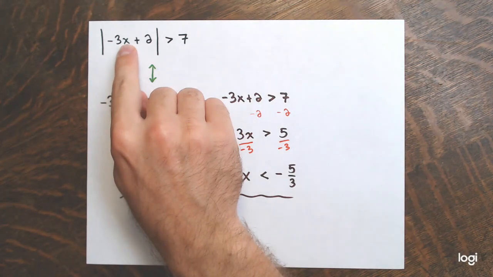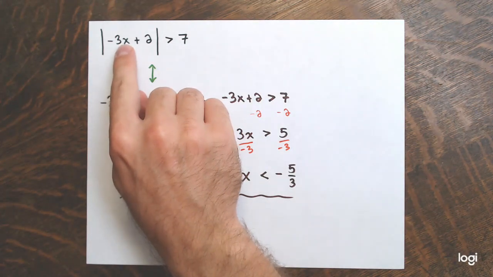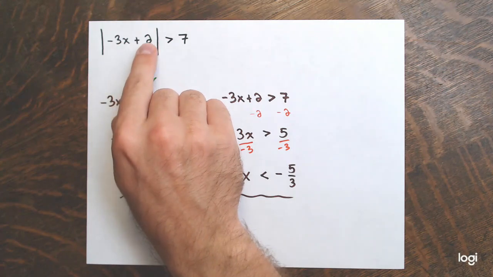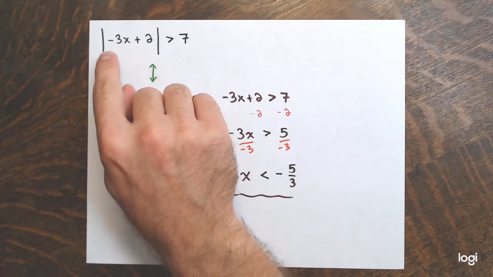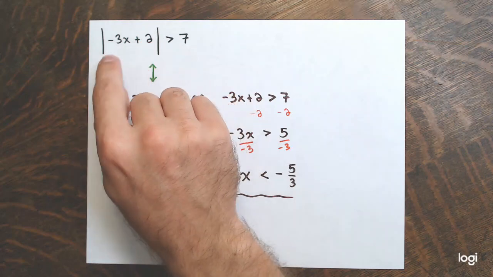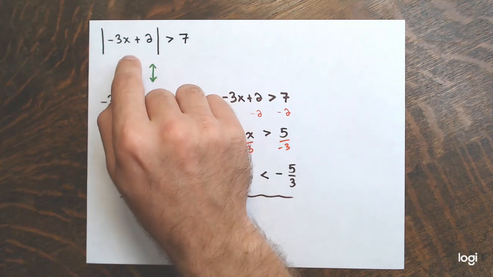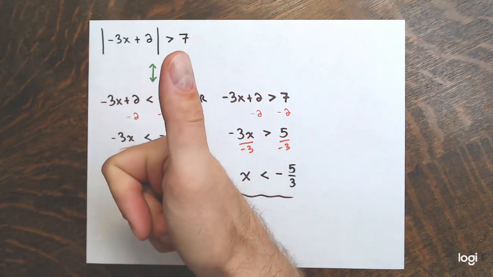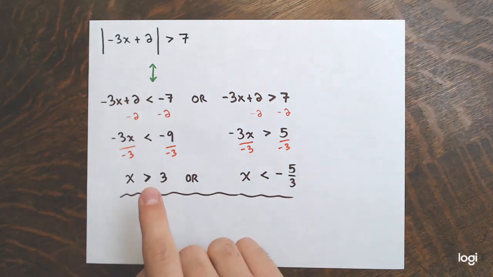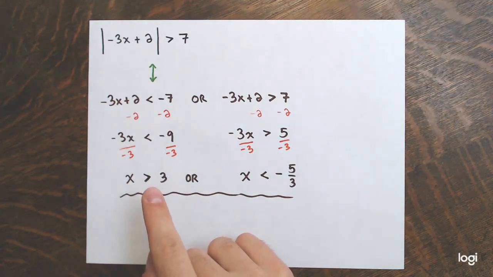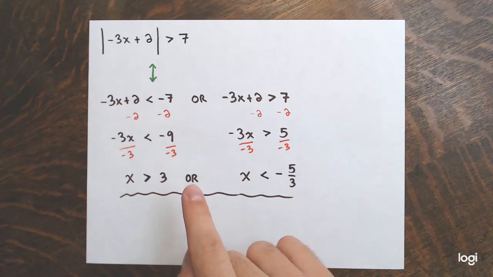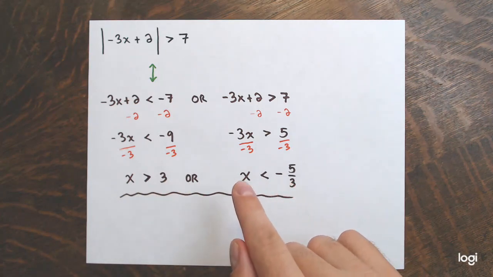I pick a number greater than 3. Negative 3 times 5 is negative 15. Negative 15 plus 2 would be negative 13. And then you're taking the absolute value. The absolute value of negative 13 would be positive 13. And is 13 greater than 7? Yes. So it seems to me like this is good. Numbers greater than 3 work. So those are solutions.